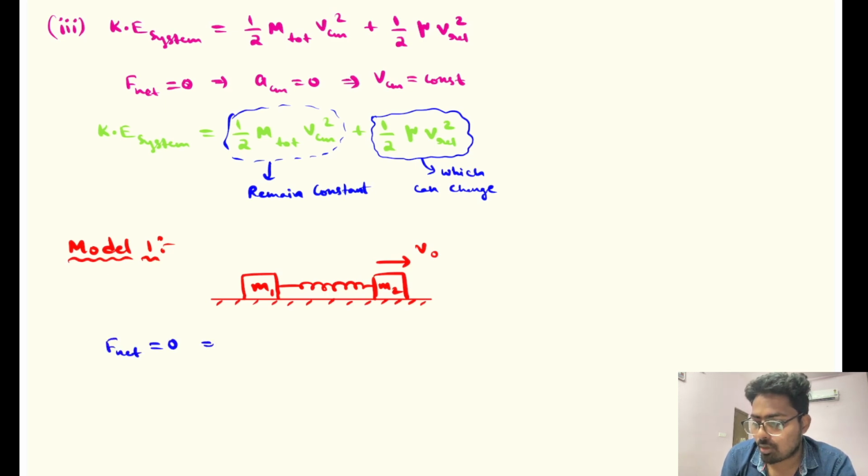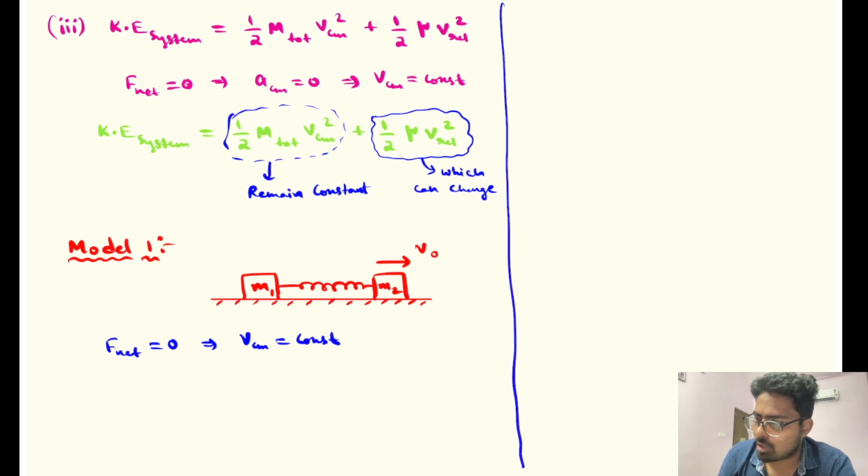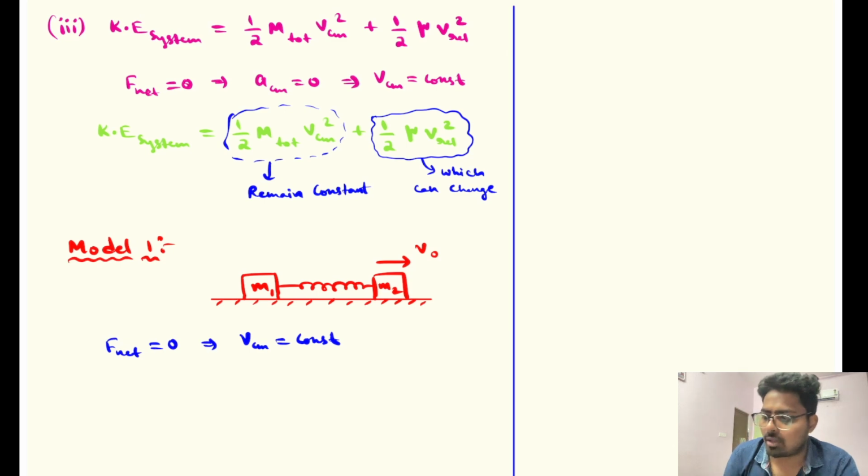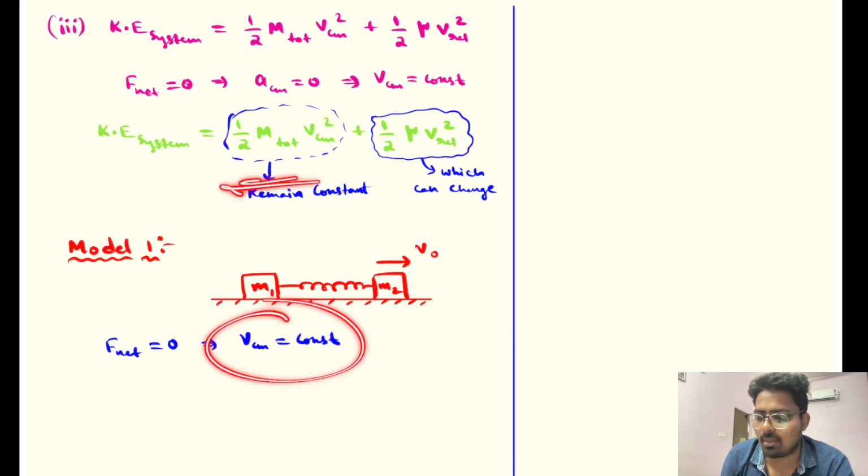When net force is zero, you know velocity of center of mass will remain what? Velocity of center of mass will remain constant. Yes, sir, this is also fine. We know this. Okay, so if you know this, let us proceed. Velocity of center of mass is constant. Good. So when velocity of center of mass is constant, this will remain constant.